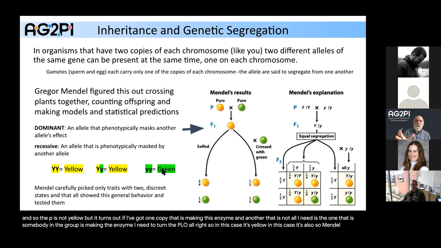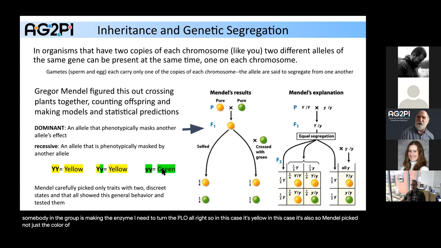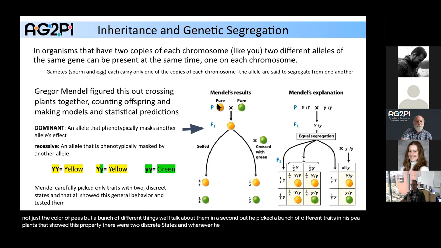So Mendel picked not just the color of peas, but a bunch of different things. We'll talk about them in a second. But he picked a bunch of different traits in his pea plants that showed this property. There were two discrete states, and whenever he crossed pure versions of the two things, one version was dominant, right? And so he then had seven different places to test this idea that there were things in these two lines that segregated when they made gametes, that came together to make progeny, and that gave him the ability to make statistical predictions of that model.